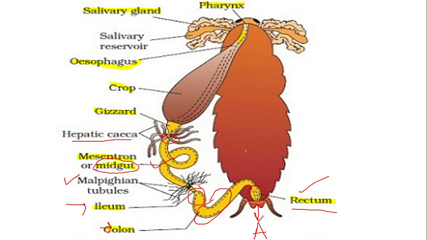Means the first part, foregut, and midgut, and the last part, hindgut, all together help in the digestion of cockroach.